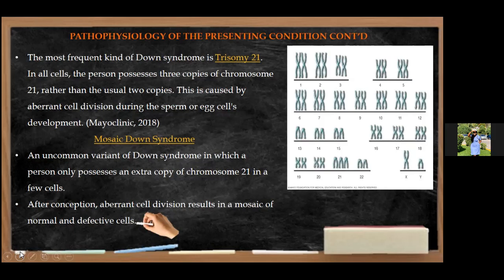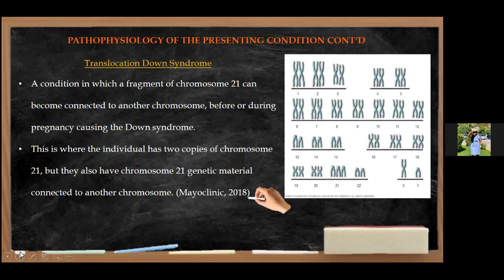Mosaic Down syndrome is an uncommon variant of Down syndrome in which a person only possesses an extra copy of chromosome 21 in a few cells. After conception, aberrant cell division results in a mosaic of normal and defective cells. Translocation Down syndrome is a condition in which a fragment of chromosome 21 becomes connected to another chromosome before or during pregnancy, causing Down syndrome. This is where the individual has 2 copies of chromosome 21, but they also have chromosome 21 genetic material connected to another chromosome.